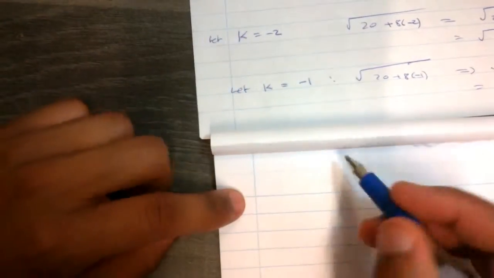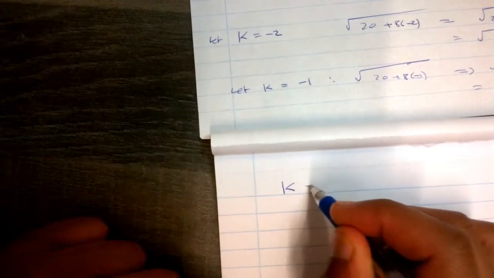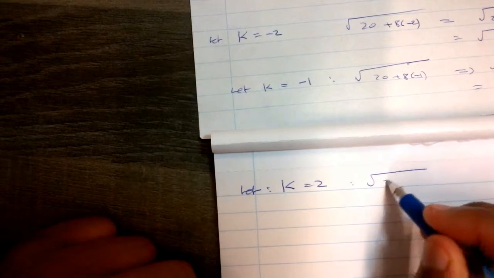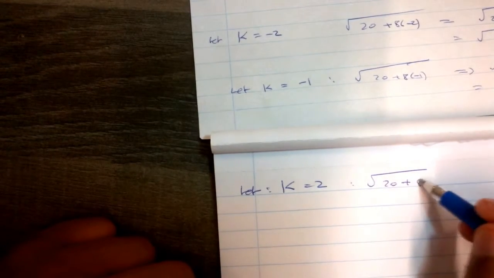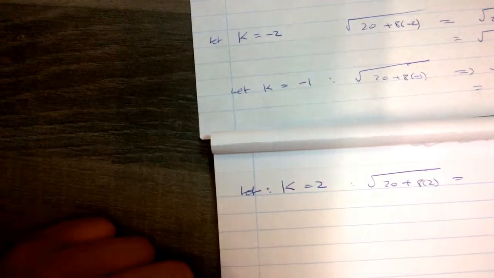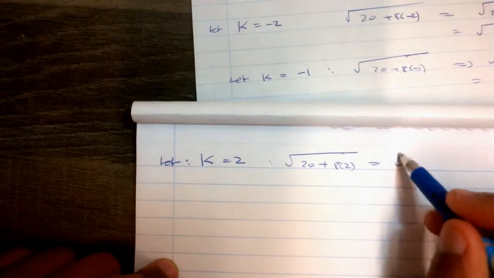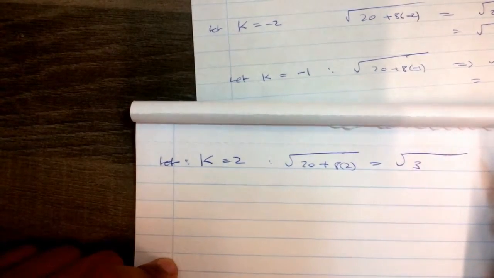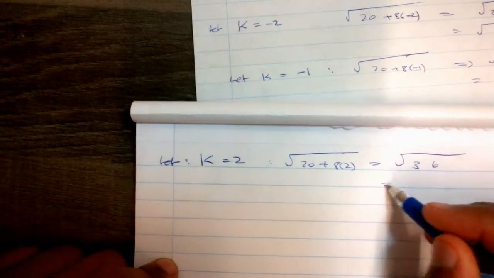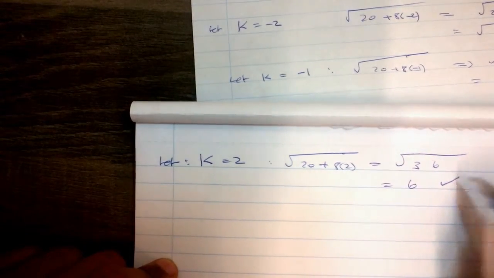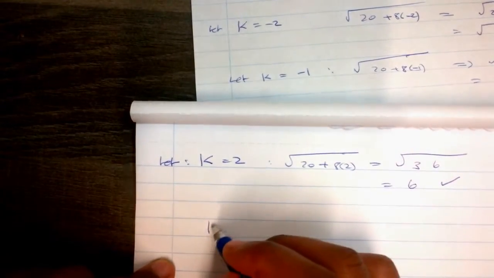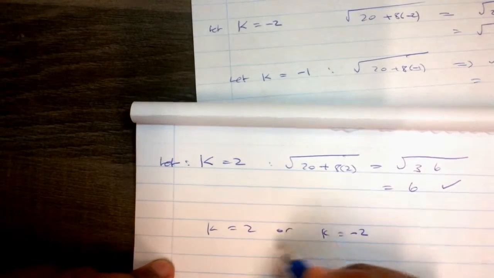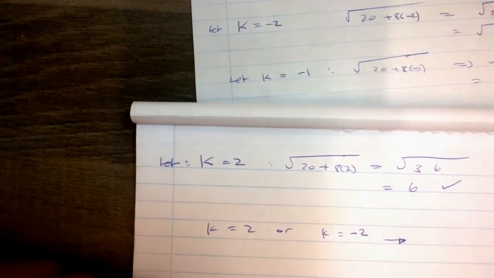So if k equals 2, then root of 20 plus 8 times 2 will give you root of 20 plus 16, which is 36, which equals 6, which works. So in other words, k will equal 2, or k equals negative 2. That's our answer.